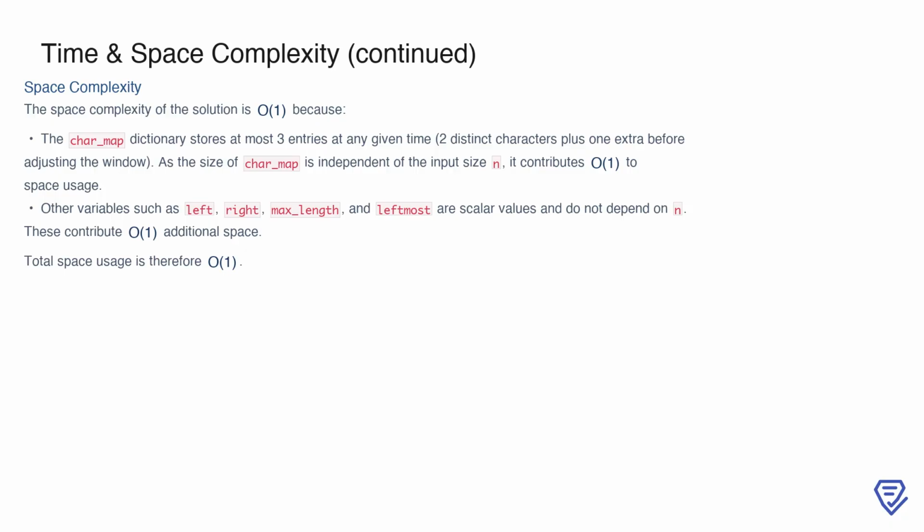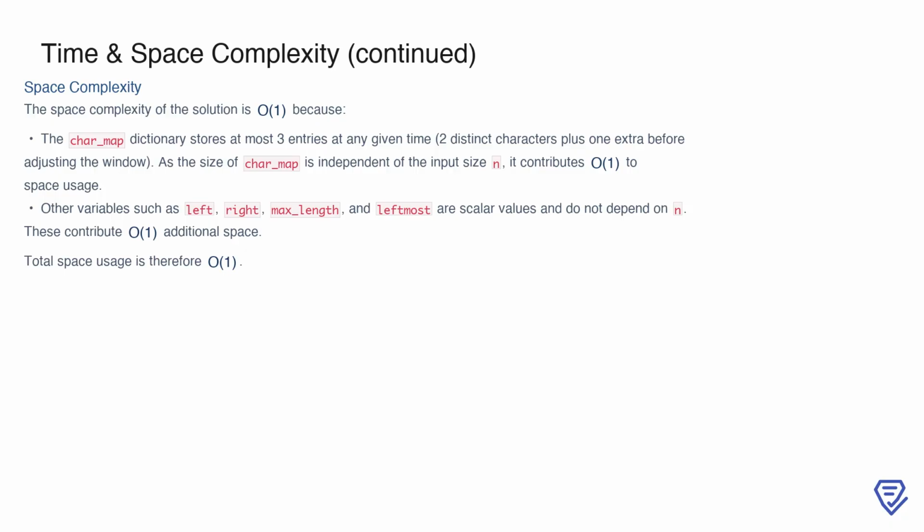The space complexity of this solution is O(1), which is constant and independent of the size of the input. This is because the char_map dictionary, used to store character frequencies, has a maximum size of 3. It only ever holds entries for 2 distinct characters and 1 extra before the sliding window adjusts. Since this size does not grow with the input string, it contributes O(1) to space usage. Additionally, all other variables such as left, right, max_length, and leftmost are scalar values and occupy fixed space regardless of the input size. Together, these factors ensure that the total space usage remains O(1), making the solution very efficient in terms of memory.